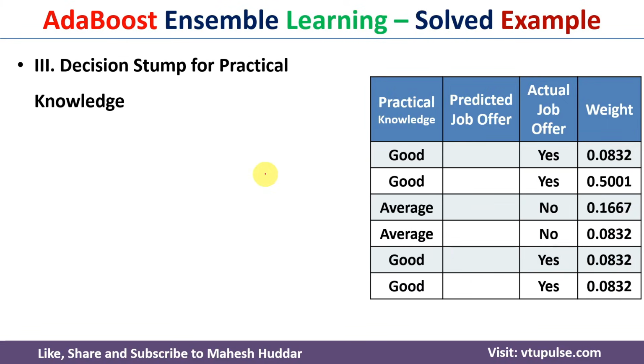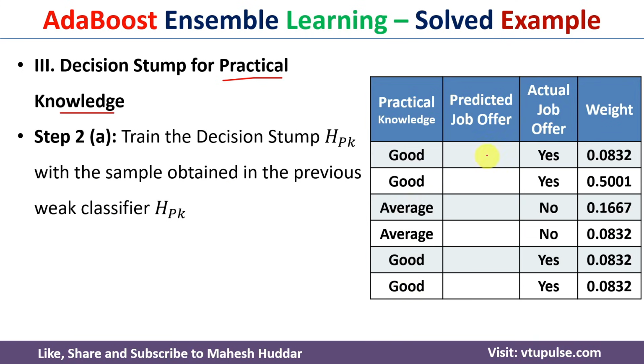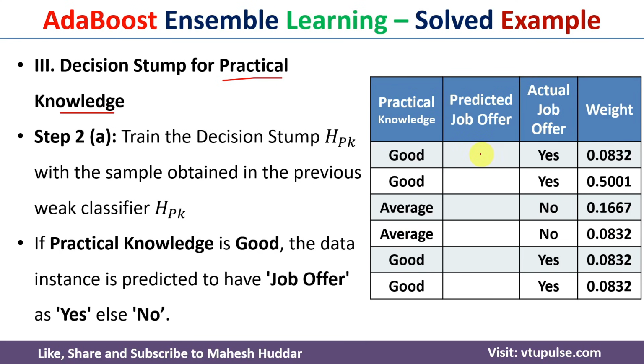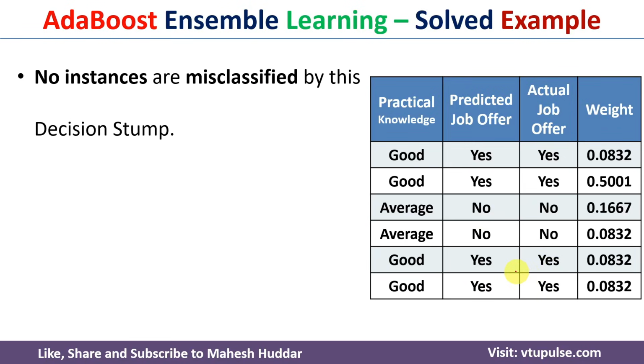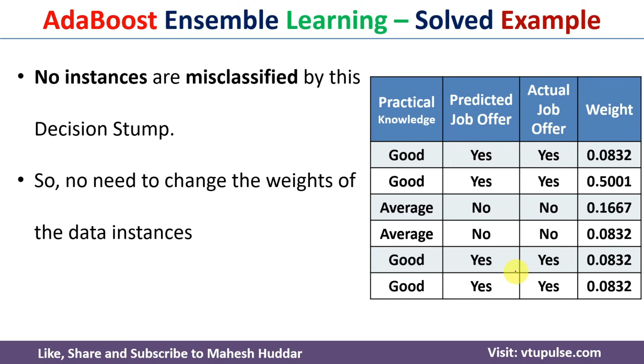Now we will go with the next decision stump, that is nothing but practical knowledge. I have put practical knowledge here. Whenever practical knowledge is good, we will consider that the predicted output is yes. Otherwise, it will be no. So it will be yes, yes, no, and so on. Once you fill this in, we will get the predicted output like this. If you look at the predicted and actual job offer, all of them are correctly classified here. Because all of them are correctly classified, there is no need to update these weights.